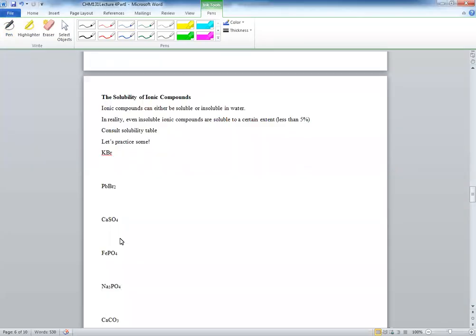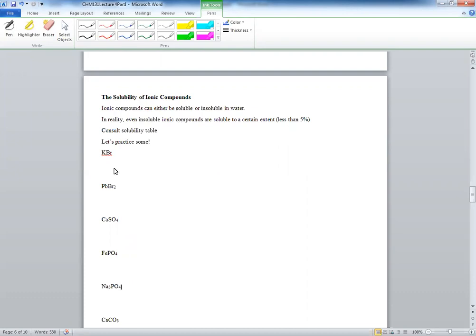The solubility of ionic compounds. So it says here ionic compounds can either be soluble or insoluble in water. So even the insoluble ones, you just need to remember, are still soluble, but to a certain extent, which was what we said, less than 5%.